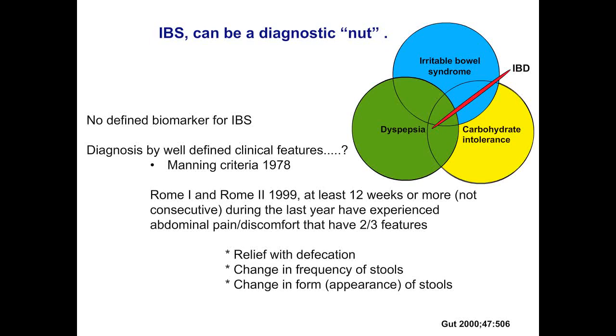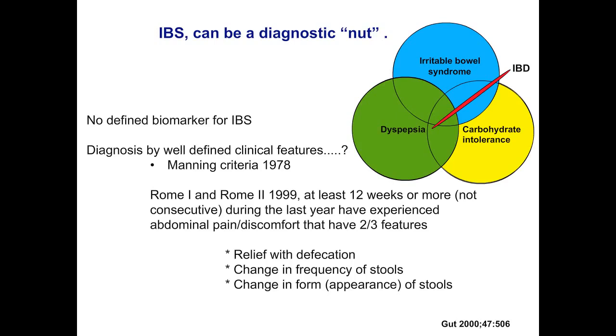Okay, let's go on. So let's start to talk about irritable bowel syndrome, or what we call IBS. And that can be really a diagnostic nut. There are no defined biomarkers for IBS, and it's defined by clinical features, what we call the Rome criteria, which means that for at least 12 weeks or more, not needing to be consecutive, during the last year, the patient experienced abdominal pain and discomfort and has 2 or 3 features. That means relief with defecation, a change in frequency of stool, and a change in the stool appearance.